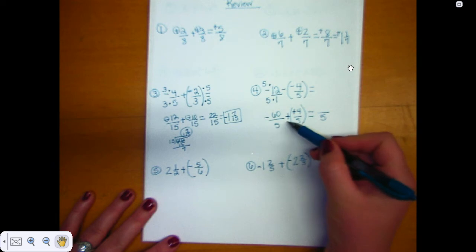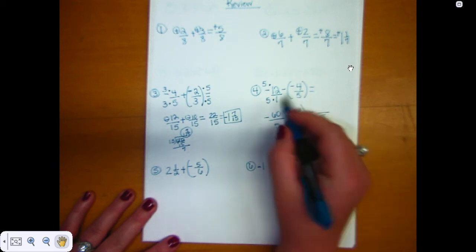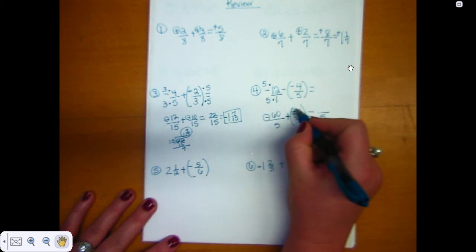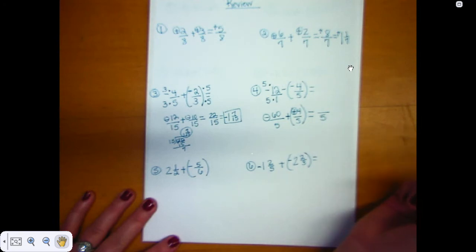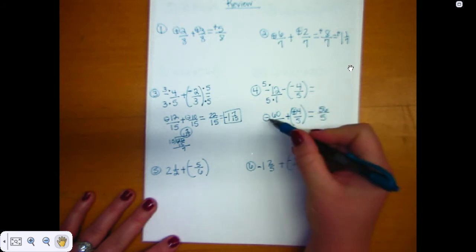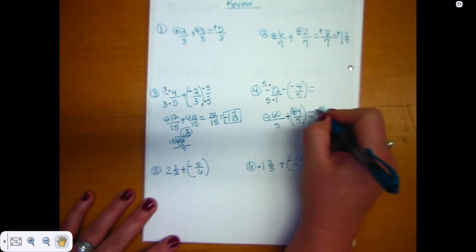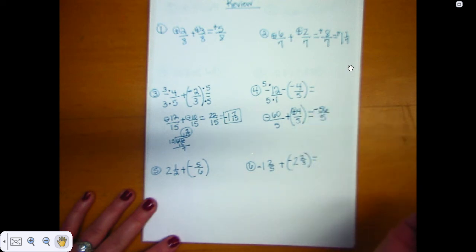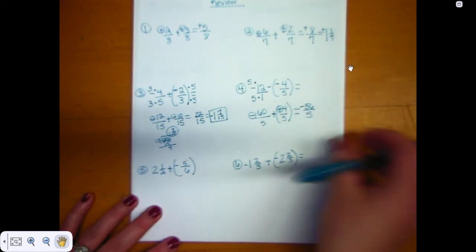Now, I do have an addition problem, so that means I can check my signs. They're different, which means I'm going to subtract. So 60 minus 4 is 56. And I'm going to keep the sign of the largest absolute value, which is negative. Now I need to simplify this.